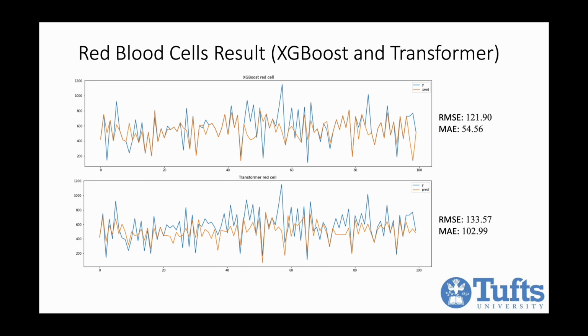Luckily, we have XGBoost and transformer. From this page, we can see that XGBoost and transformer have pretty good performance, and especially XGBoost only has an MAE around 50. The transformer also has a fair performance, and it's still better than LSTM and GRU.